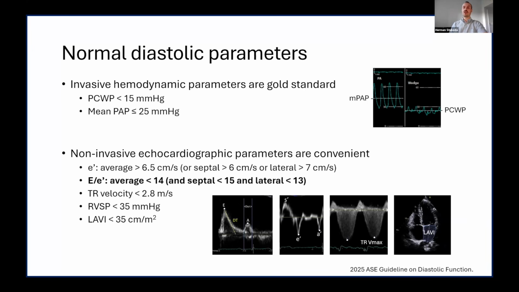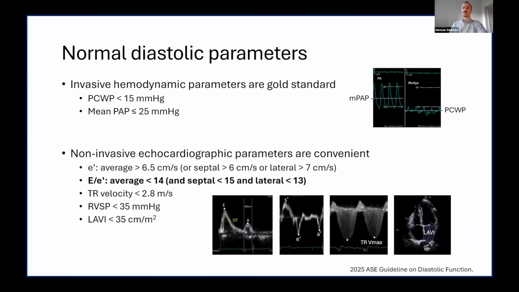In terms of the echo parameters, the E over E prime ratio is the most studied parameter. It has been shown to very closely correlate with LV filling pressure and wedge pressure on invasive hemodynamics. It's also easy to acquire with low inter-operator variability, and it is easy to measure on the images. Normal E prime velocities are on average larger than 6.5 centimeters per second, depending on whether you take it from the septal segment or the lateral segment. And the normal E over E prime ratio is on average less than 14.